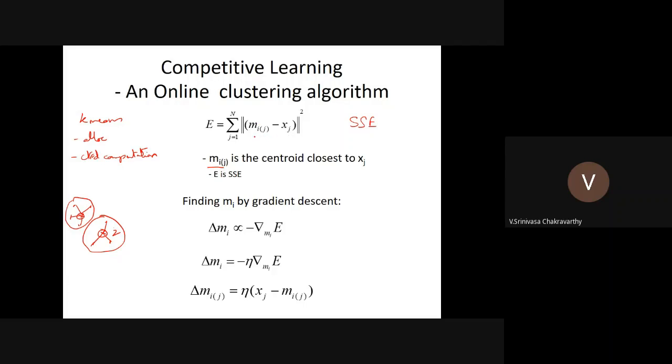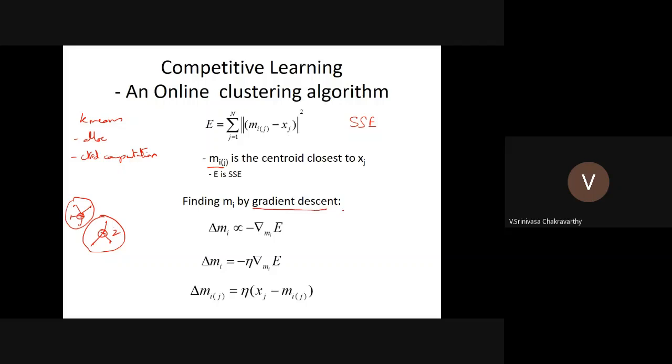So now our objective is, given the data set Xj, what are the centroids Mi which minimize the cost function? This is what we have been trying to do in k-means. K-means is meant to minimize this exact same cost function. The only thing that we are doing now is incrementally changing the Mis in small steps, using a process called gradient descent. So what is gradient descent?